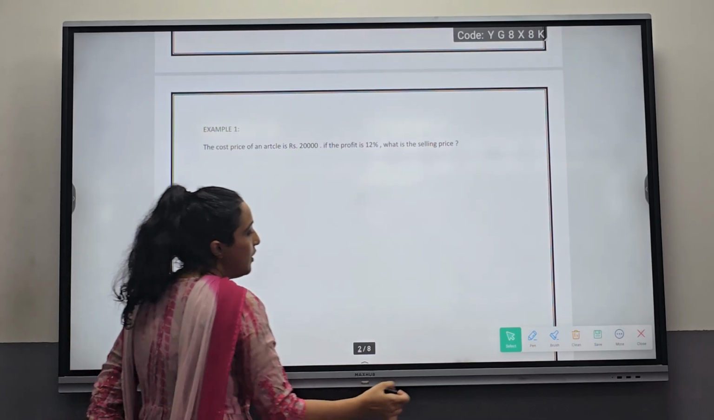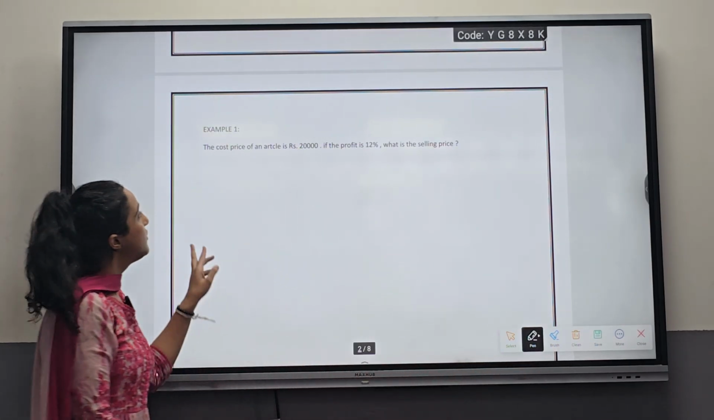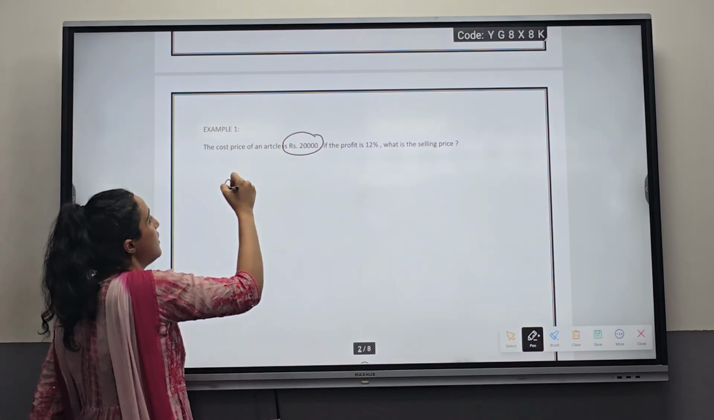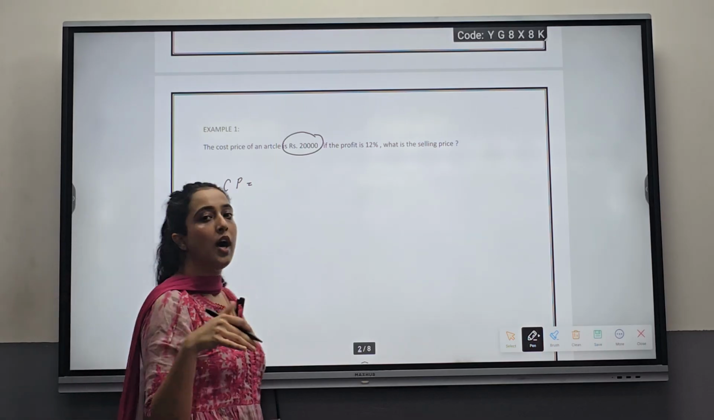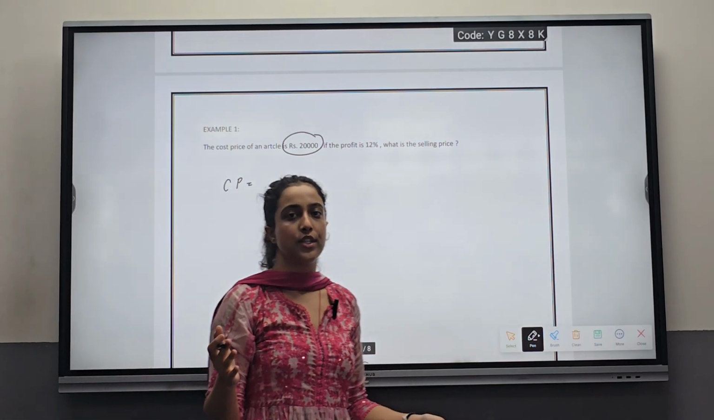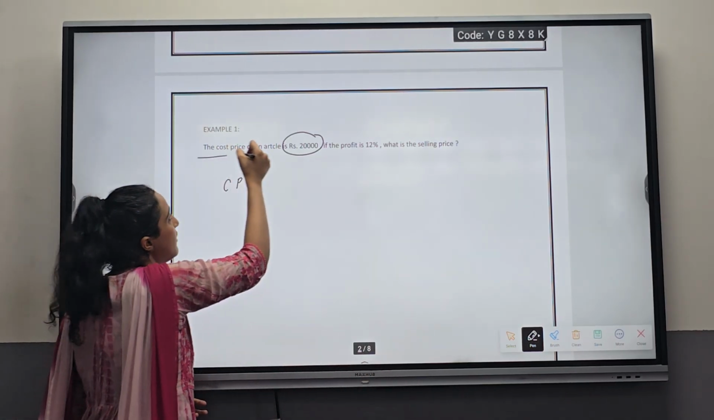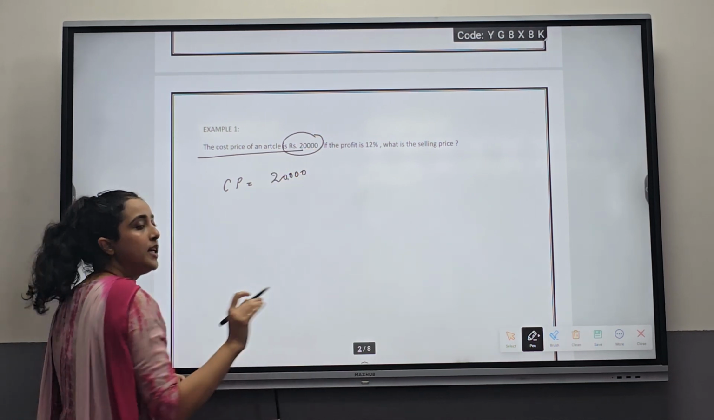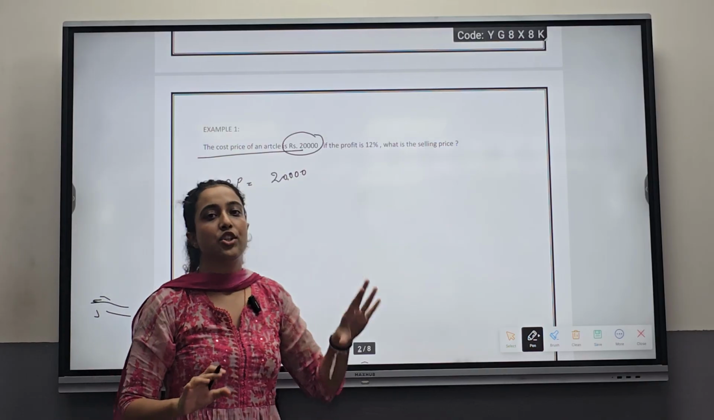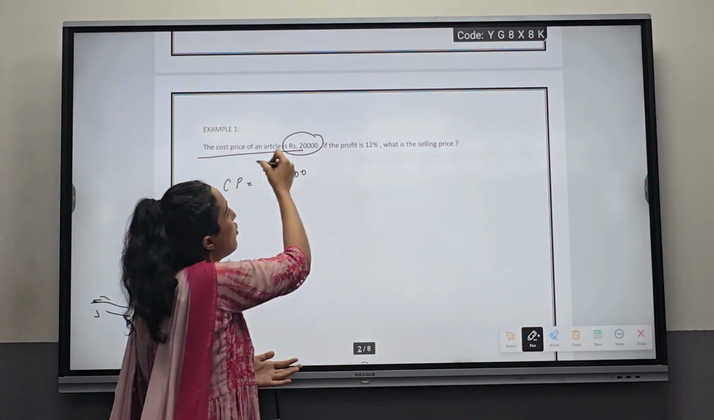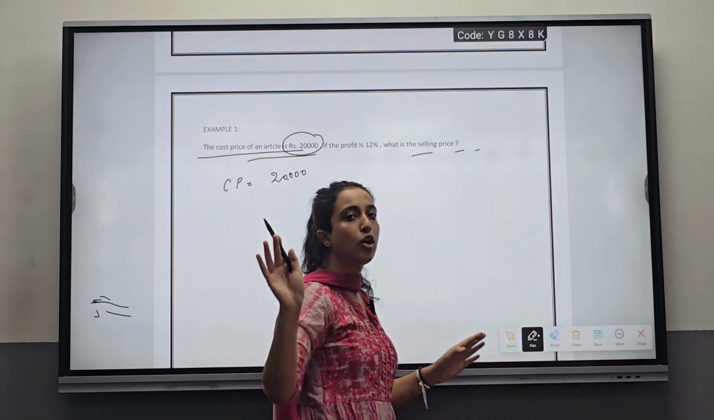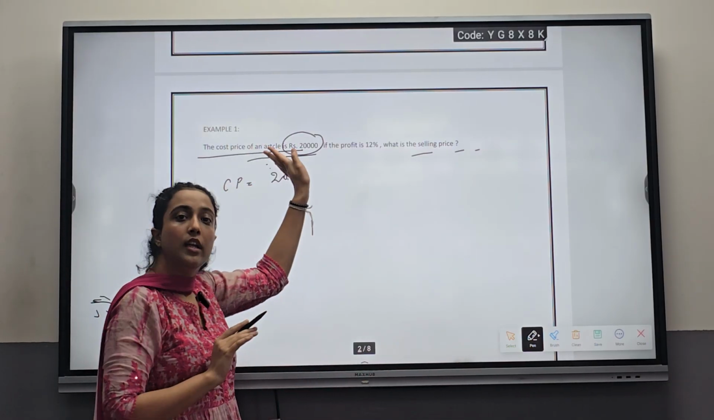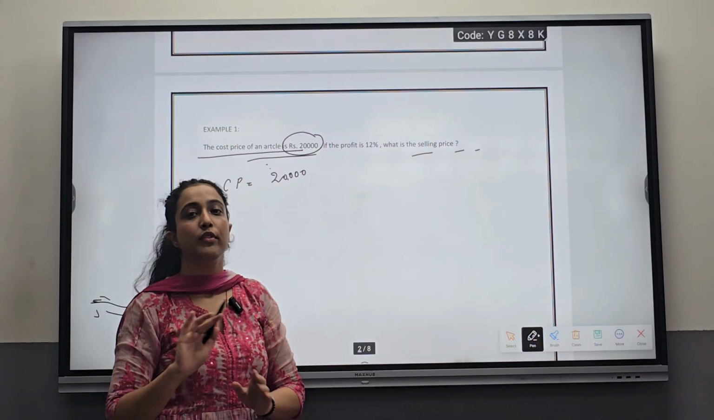In this example, the cost price of an article is 20,000. This is given to you. So I'll show you how I approach the question. The first thing you have to do is, whatever is given to you, keep on writing it. This is what we do in initial stages, because if you think, let me read the complete statement of the question and then I'll start solving, you will forget or ignore some piece of information.